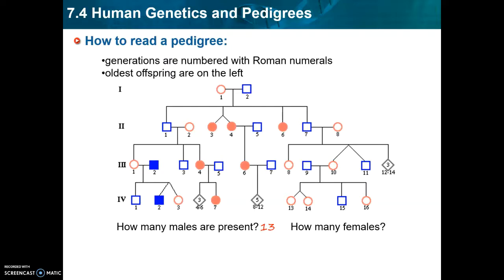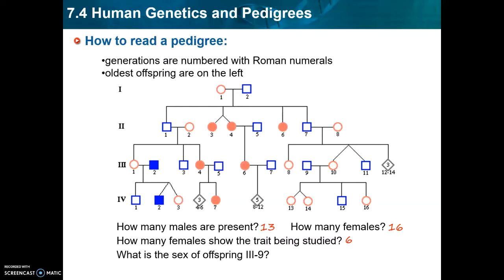Same for the number of females, except now, obviously, the shape for the female is a circle. You should have found 16. We're not including any of the diamond shapes because those aren't specified male or female, so we can't include them in our totals. Now, how many females actually show the trait or are affected by the trait being studied? Hopefully you got 6. There were 6 circles that were completely shaded in, meaning those were the females that were affected.